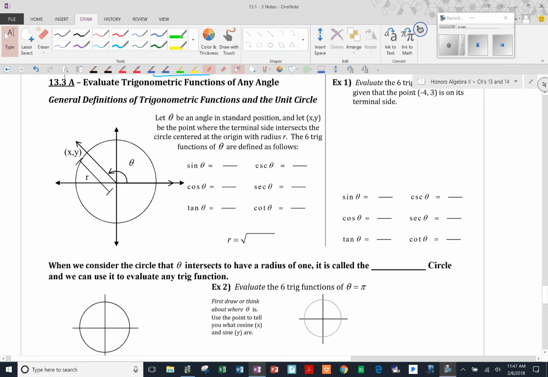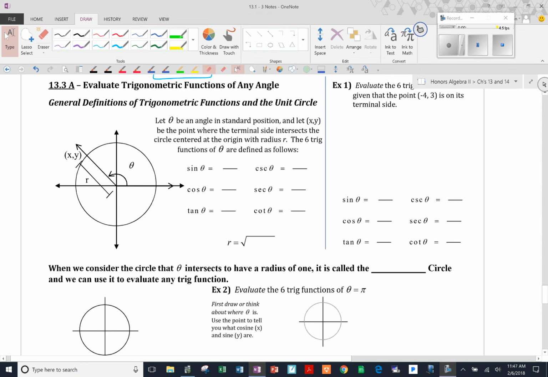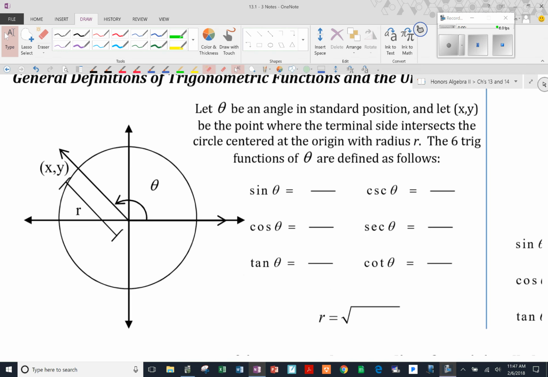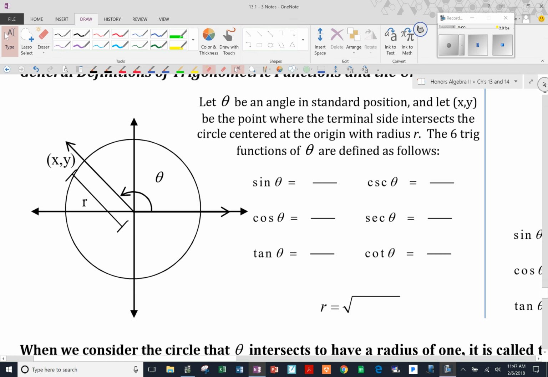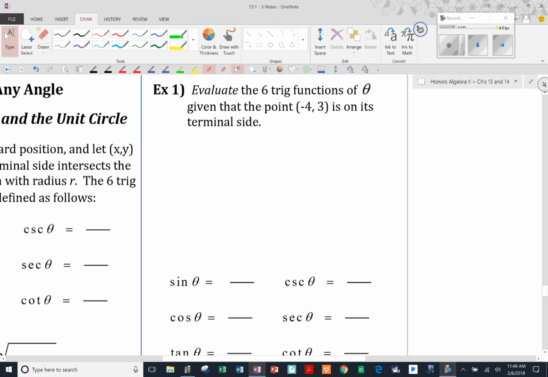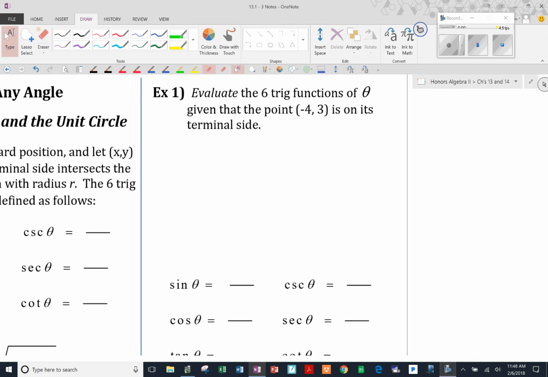All right, the first thing we're going to do in section 13.3 is talk about evaluating angles if you are given a point x comma y. That's what this entire thing is talking about right here. But first, to introduce this, let's look at the example. It says evaluate the six trig functions of theta, given that the point negative 4 comma 3 is on its terminal side. What quadrant is that in?